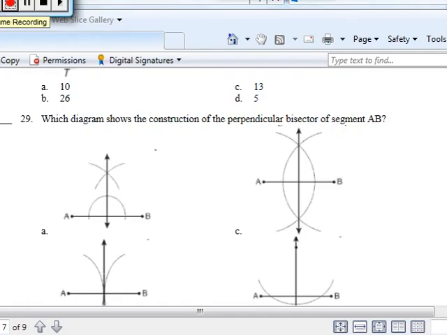I will explain 29. We're not doing it yet. If we have time at the end, I'm going to go back and do what's called constructions.